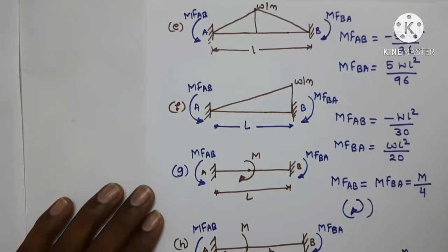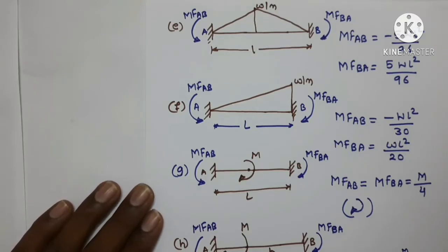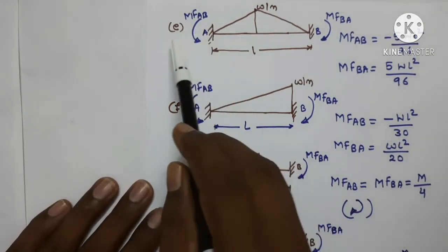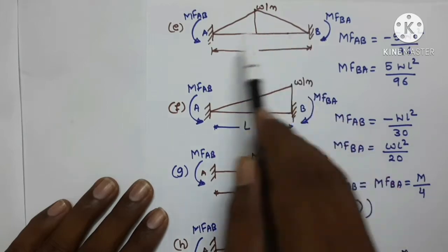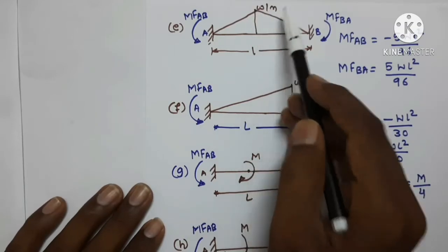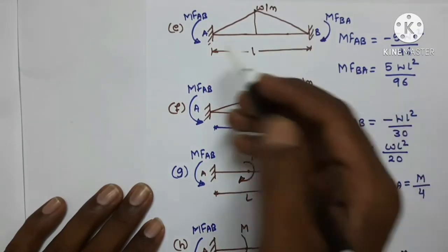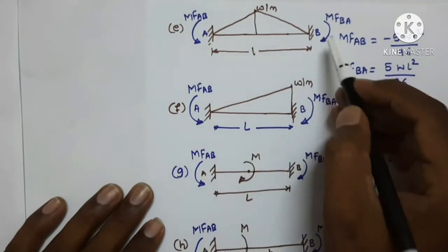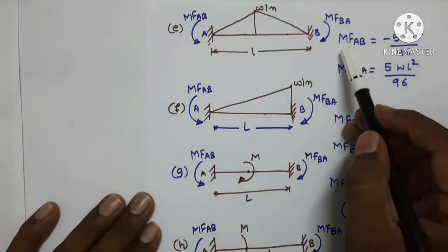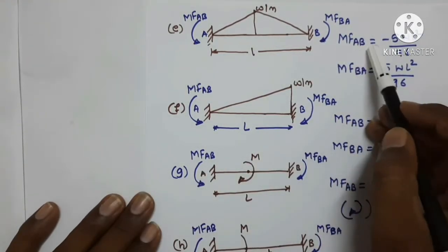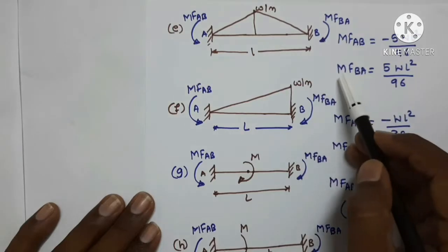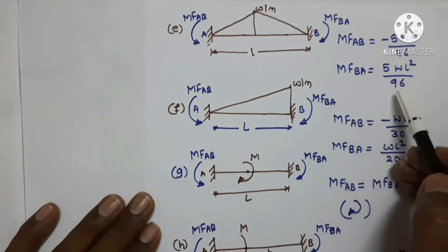So I will go with the next case. If there is a UVL load, uniformly varying load. Here in the example you can observe that in the same single span beam, the UVL is varying, 2 UVLs are there, that is W per meter. So the support A, support B. If I apply fixed end moments for this, fixed end moment for B, the total span is L, it is L by 2, L by 2. In this case, I will write MFAB is equal to minus 5 W L square by 96. And here MFBA is equal to 5 W L square by 96.